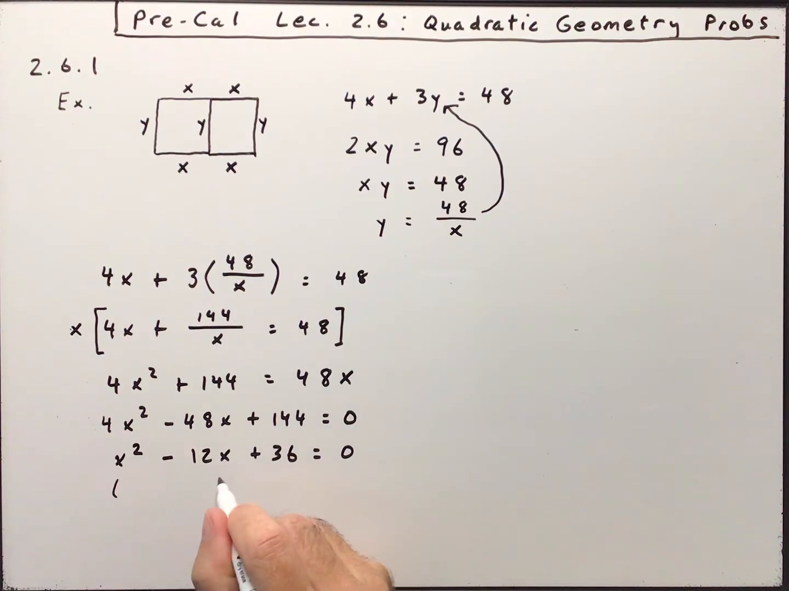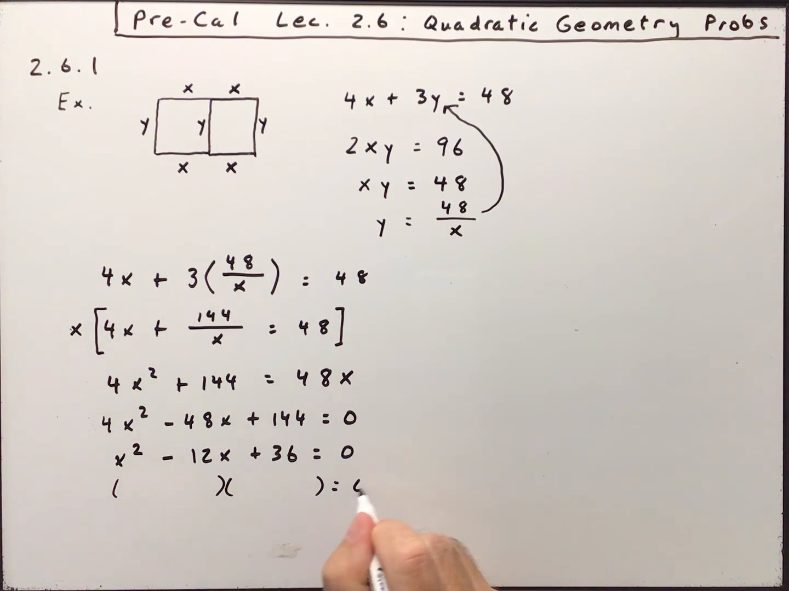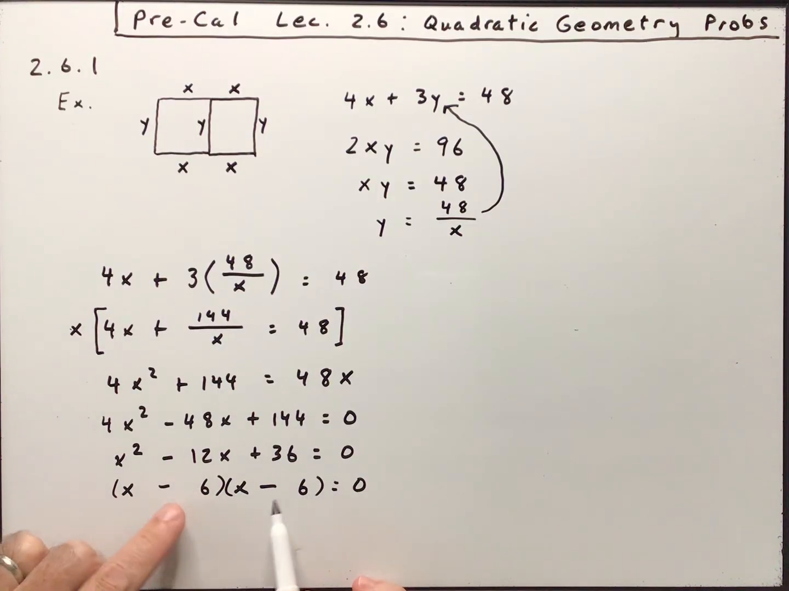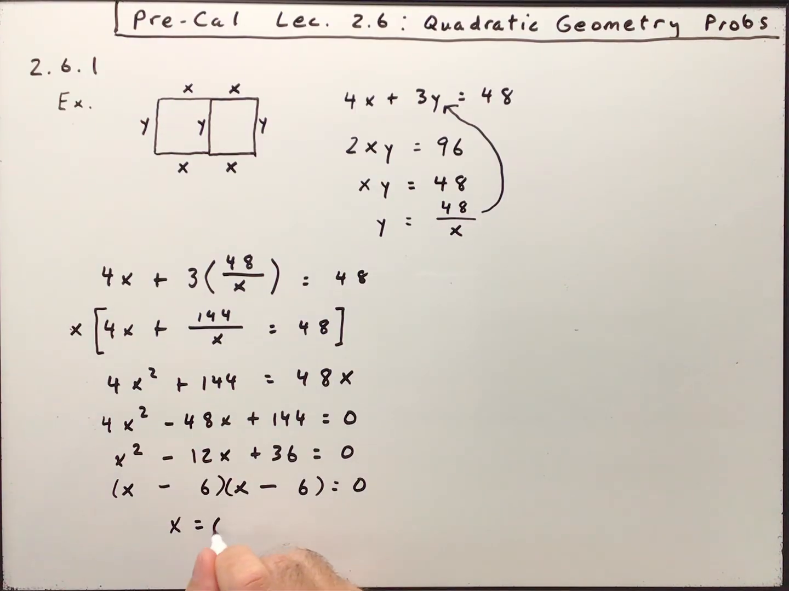Okay, so now let's try to factor. So much easier to factor now. 9 times 4 is 36. 12 times 3 is 36. 6 times 6 is 36. I think we can get a 12 out of that. So how about minus, minus? And I'd have x squared minus 12x and negative 6 times negative 6 plus 36. All right, so x is equal to 6. There's just one solution for x in this particular problem.